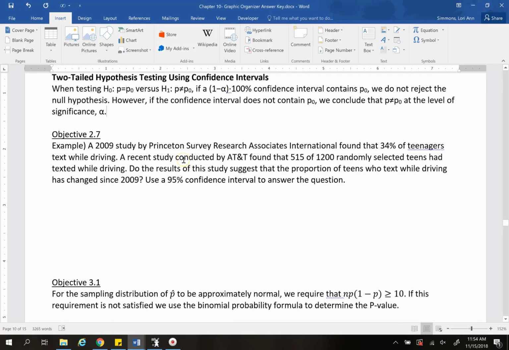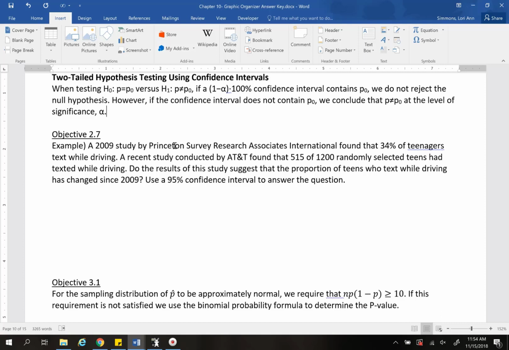So let's look at an example. A 2009 study by Princeton Survey Research Associates International found that 34% of teenagers text while driving. A recent study conducted by AT&T found that 515 of 1,200 randomly selected teens had texted while driving. Do the results of this study suggest that the proportion of teens who text while driving has changed since 2009? Use a 95% confidence interval to answer the question.